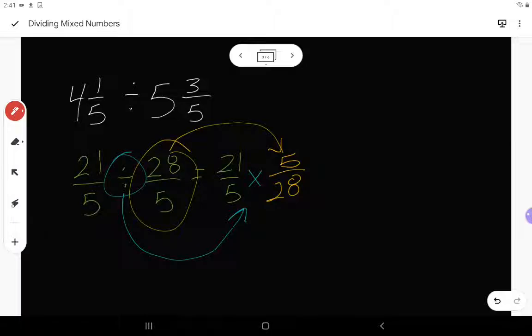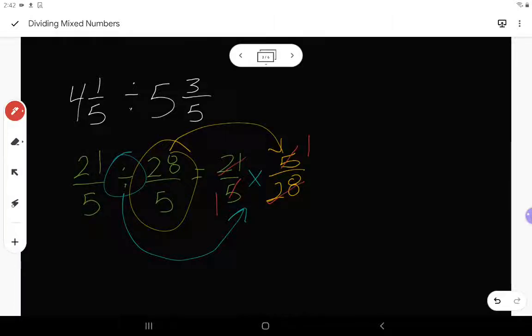Cross-reducing here, 5 and 5, those are the same number. That's handy. If it's the same number, they just become ones, right? Because 5 divided by 5 is 1 in the denominator, and then the 5 divided by 5 in the numerator is also 1. 21 and 28, they have a common factor of 7.